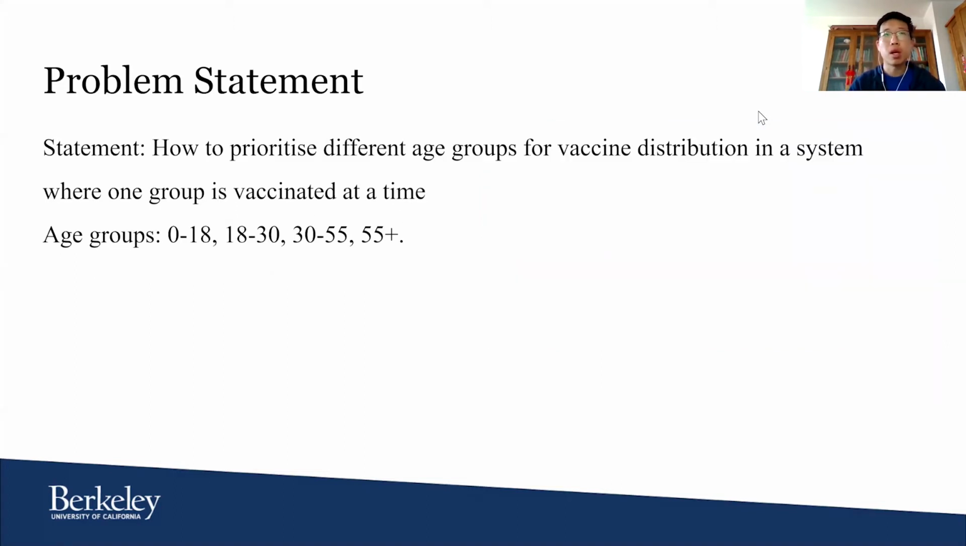As a formal problem statement, the question we're trying to answer is how to prioritize different age groups for vaccine distribution in a system where one group is vaccinated at a time. As a common sense, also one of the commonly adopted strategies for research, we'll be splitting the population into 4 age groups, which are 0 to 18, 18 to 30, 30 to 55, and 55 plus.